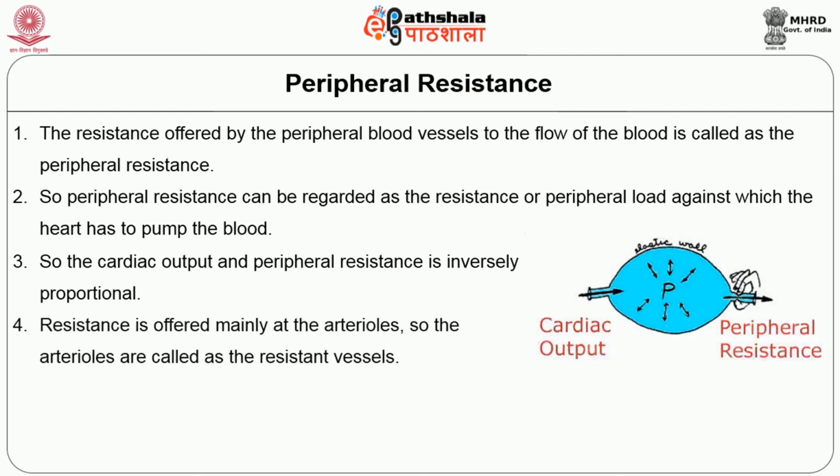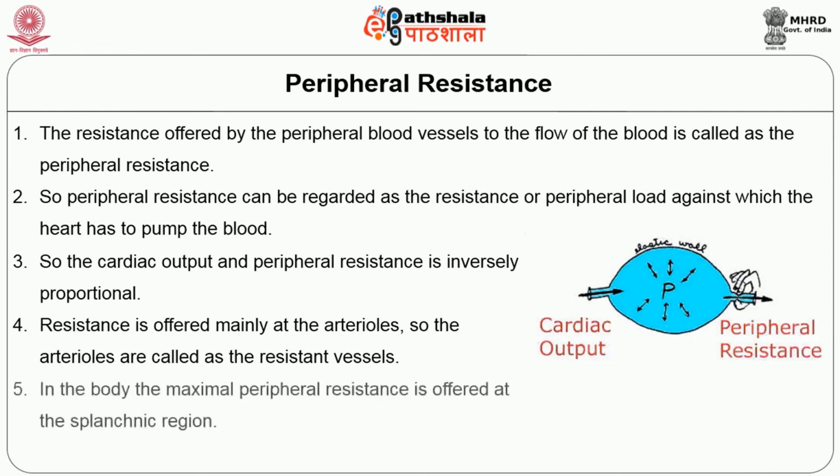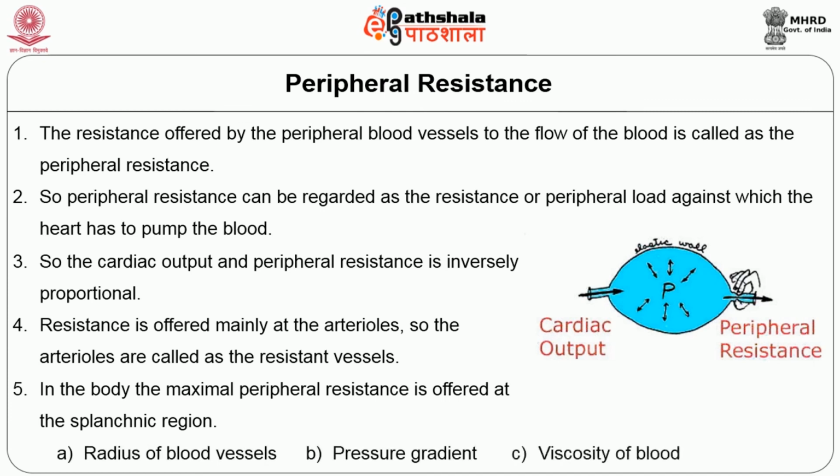Resistance is offered mainly at the arterioles. So, the arterioles are called the resistance blood vessels. In the body, the maximal peripheral resistance is offered at the splanchnic region. There are factors that determine the peripheral resistance. They are radius of the blood vessels, pressure gradient and the viscosity of the blood.